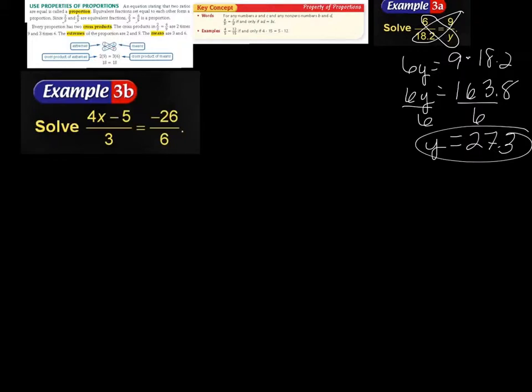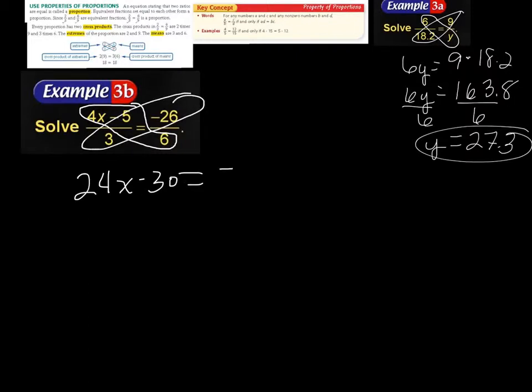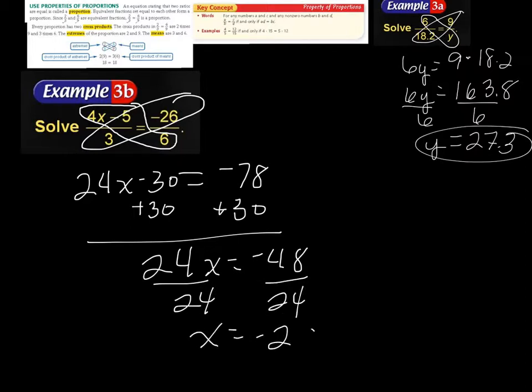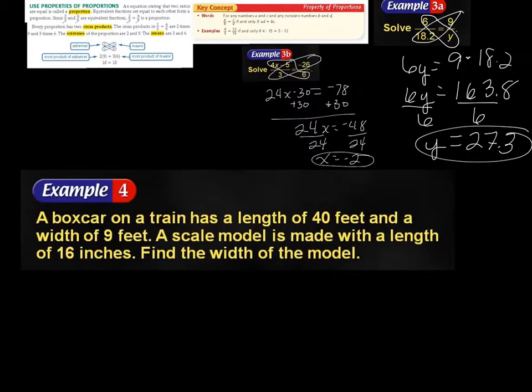Okay, part B is a little bit more of an interesting question. Do numerator times denominator. We're going to have 24x minus 30 equals numerator times denominator, negative 78. Add 30 to both sides. 24x equals negative 48. Divide by 24. x equals -2.